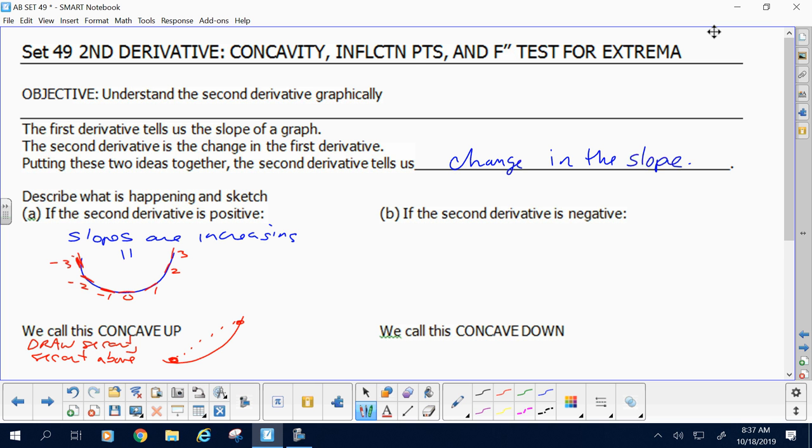If the second derivative is negative, that means the slopes are not negative, but decreasing. The change in the slope is negative, so the slopes are decreasing. If you look at a decreasing slope, that's negative. Say wah wah. So we call this concave down.